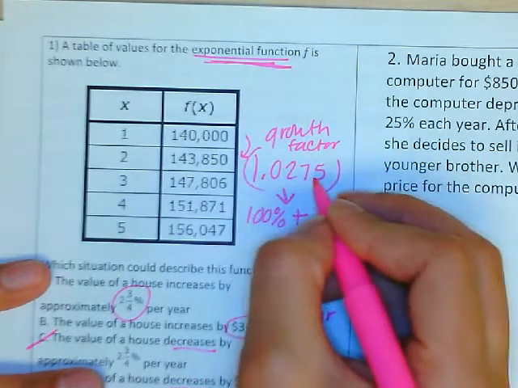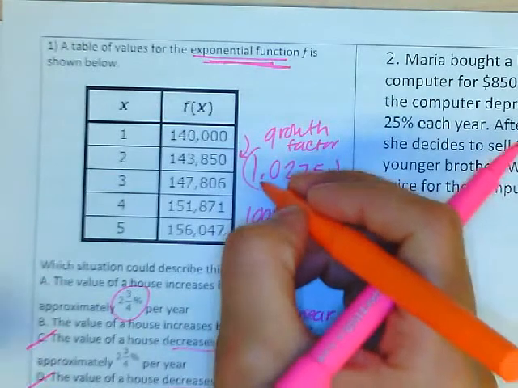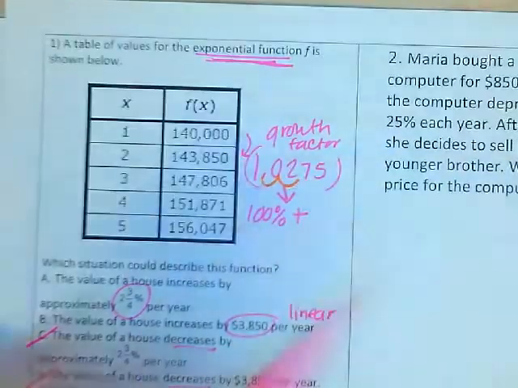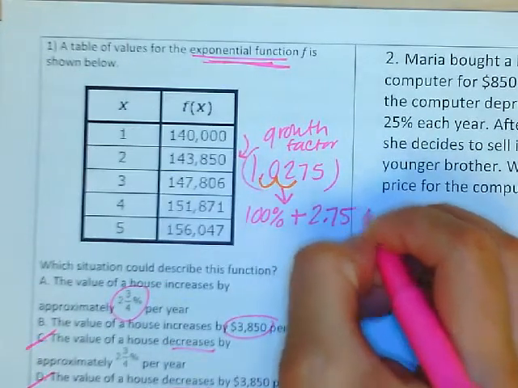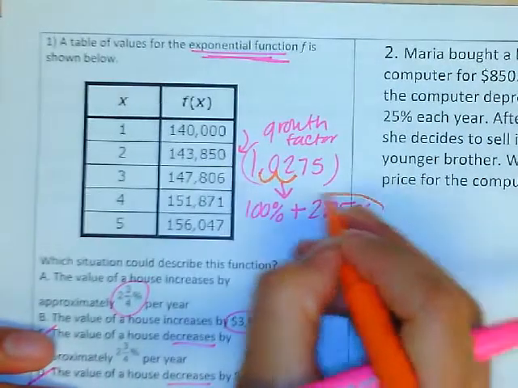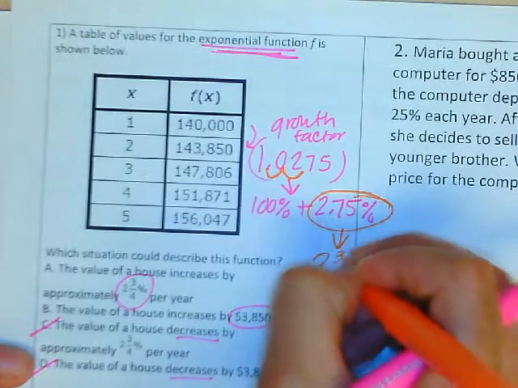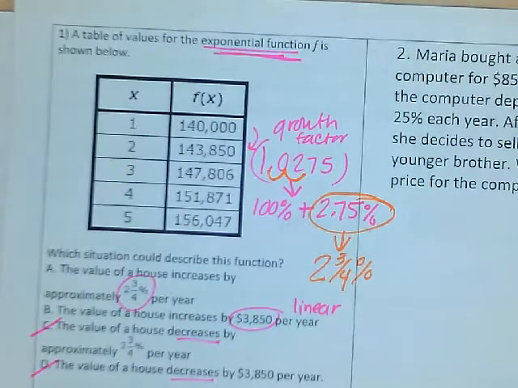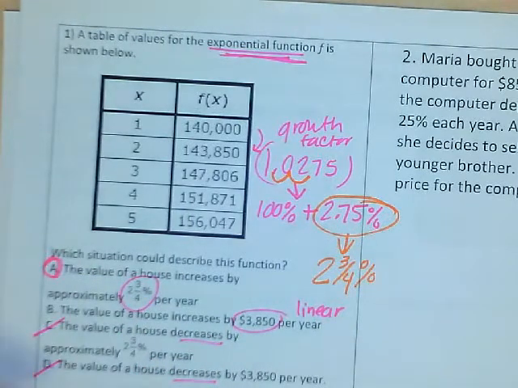So if you undo this to put it back in percent, right, to put it in decimal, we go to the left. To undo it to make it a percent again, that means that you added 2.75% to the 100%. So this is what it's growing by. And this is 2 3/4%. Okay, so again, proving that A is the correct answer.